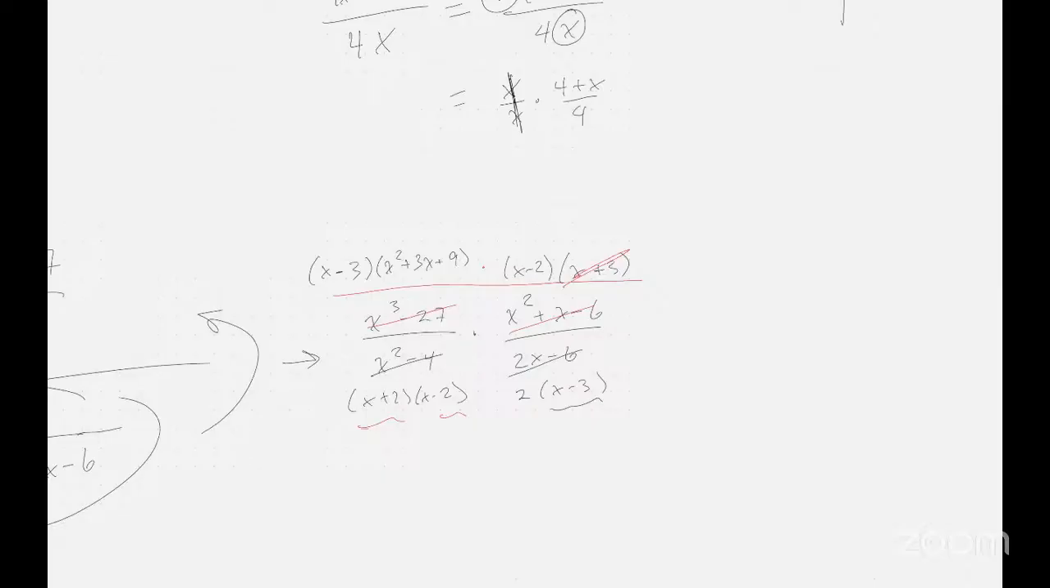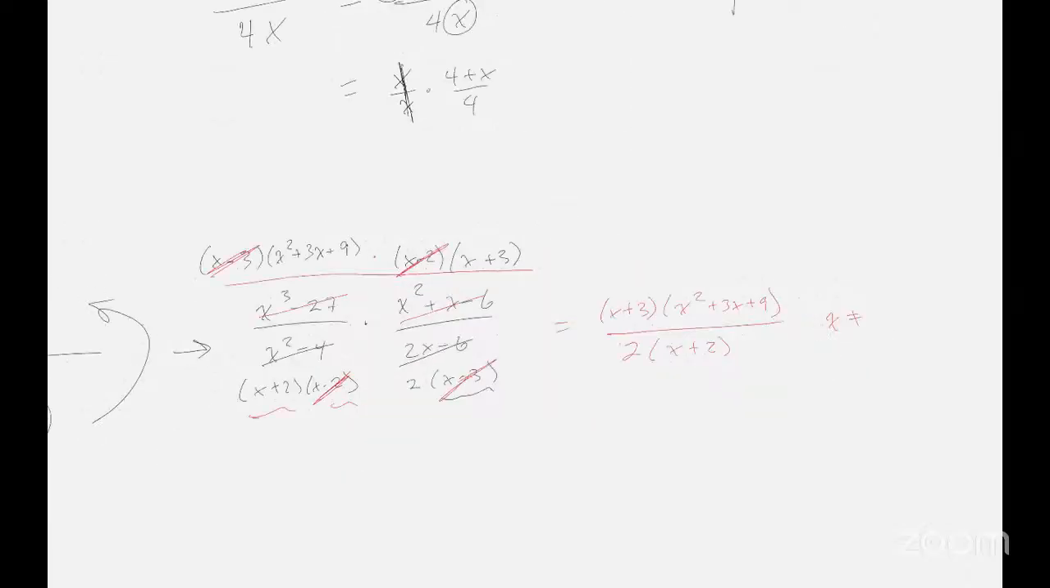So rewriting it, I'll put this first, x plus 3, x squared plus 3x plus 9, and 2 times x plus 2 on the bottom. But then remember, we have to write what we canceled out. X can't equal what? 2 and 3. And obviously, it also can't equal -2, but we don't have to write that because you can see that.